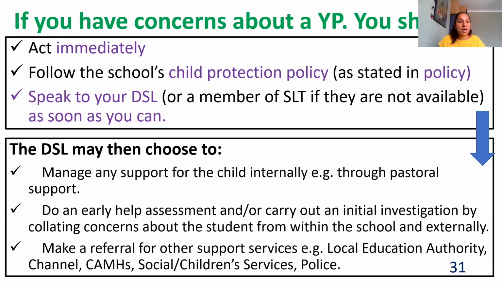What the DSL may then choose to do is manage any support for the child internally. So they might use the pastoral support to help that young person. They might do an early help assessment and carry out an initial investigation by collating concerns about the student from within the school and externally. Or they might make a referral to other support services: the local education authority, Channel for instances related to radicalisation or extremism, CAMHS for any issues related to mental health, or social services or police.